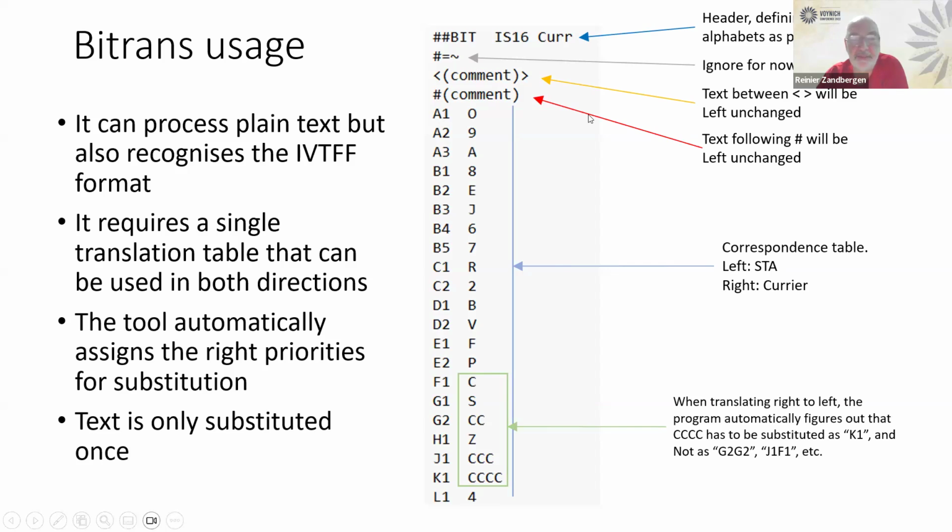So this is a Bitrans input file. We can ignore the top, but the line here with comment indicates that this tool should ignore anything that is contained between these angular brackets or any line that starts with a hash. It should not translate that. And then it can translate from left to right or right to left, and it will know in which order it should do this transliteration. It will figure it out by itself. So for example, we see here F1 on the left becomes a C on the right, and G2 becomes CC on the right. But when we translate right to left, it should not translate CC as 2 times F1, but it should know that it has to convert that to G2. So it figures out the priority of this translation by itself.